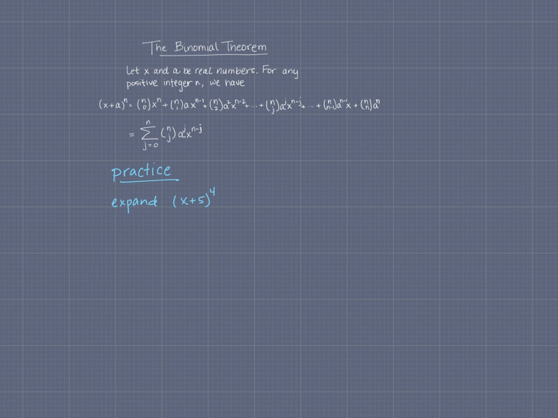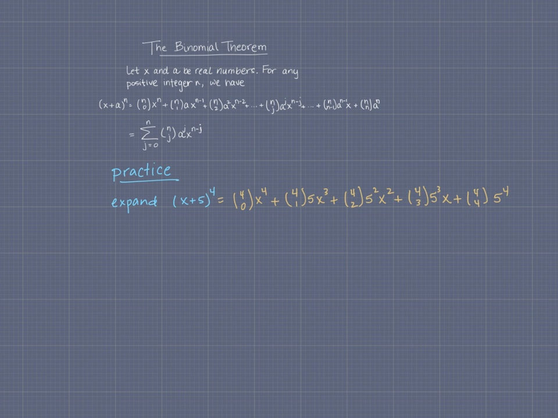Let's practice and expand the binomial (x + 5) raised to the 4th power. So x is the same as x here in our definition, a is 5 in this case, and n is 4. So our first term will be 4 choose 0 and then x to the 4th power. Then we'll have 4 choose 1 and then 5 to the first, x to the third. 4 choose 2, 5 to the second, x to the second. 4 choose 3, 5 to the third, x, and then 4 choose 4, 5 to the fourth.